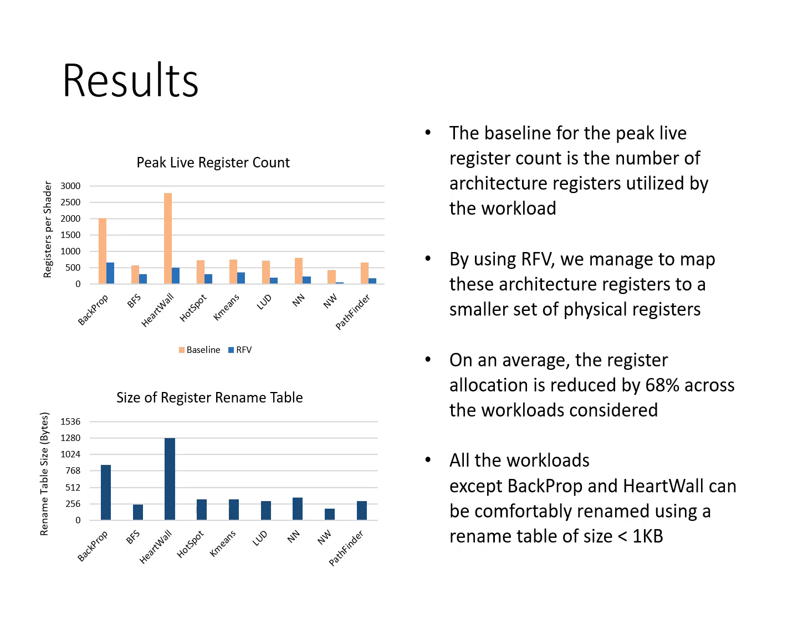The first result is the peak live register count. The baseline of this result is the number of architecture registers used by different workloads. By using the register file virtualization, we have managed to map these architecture registers to a smaller set of physical registers. On an average, we have achieved a 68% reduction in the register requirement across workloads.